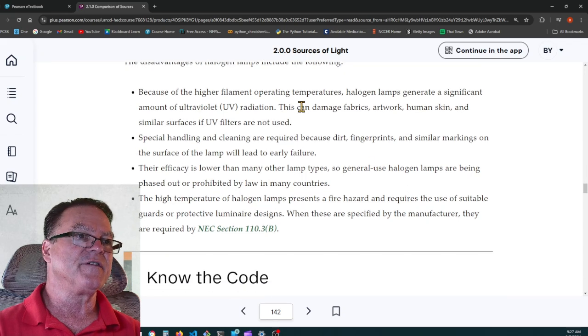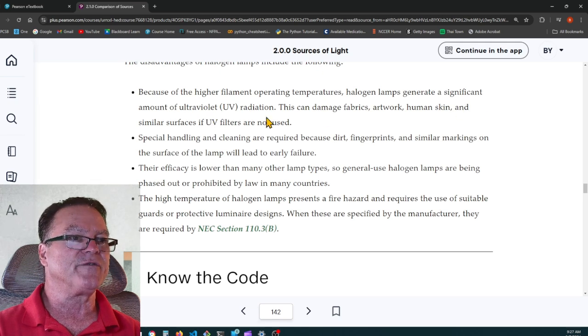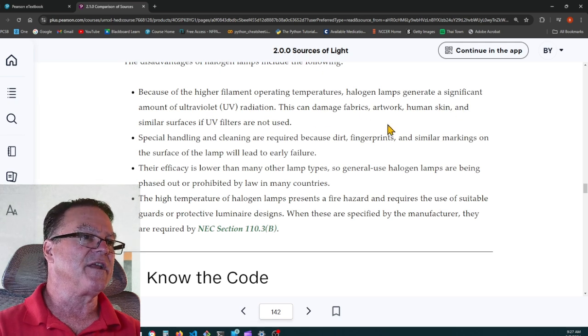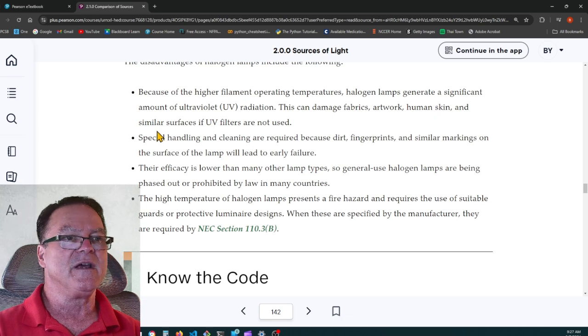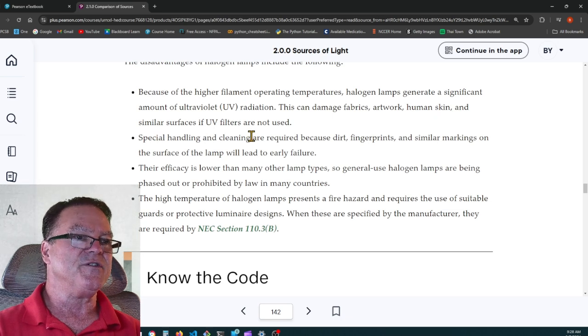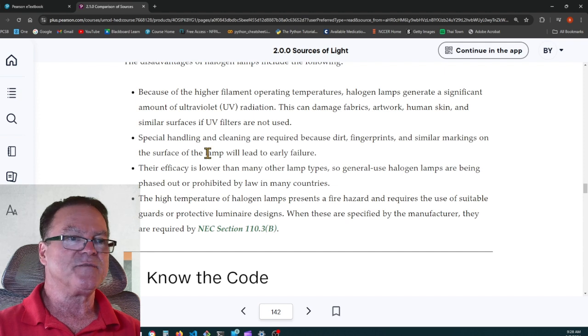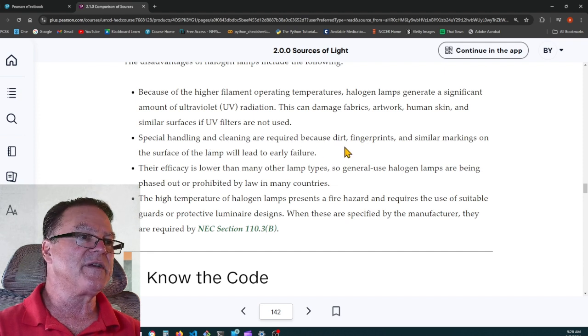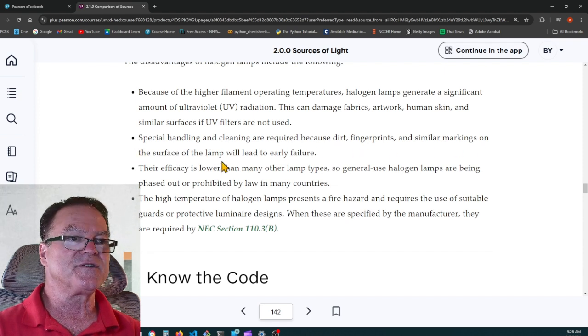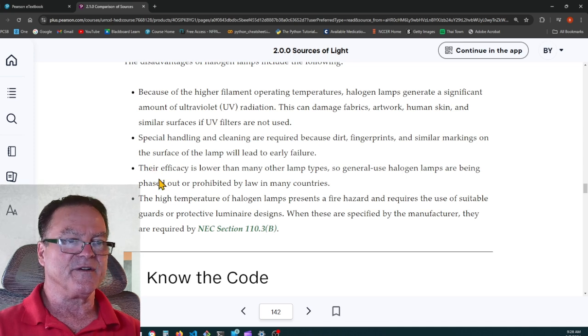Disadvantages: because of higher filament operation temperature, halogen lamps generate a significant amount of ultraviolet radiation. This can damage fabrics, artwork, human skin, and similar surfaces if UV filters are not used. Special handling and cleaning are required because dirt, fingerprints, and similar markings on the surface of the lamp will lead to early failure. There you go. You got to wear those cotton gloves or keep it inside that little sponge rubber casing that it comes in. Don't touch it with your fingertips.